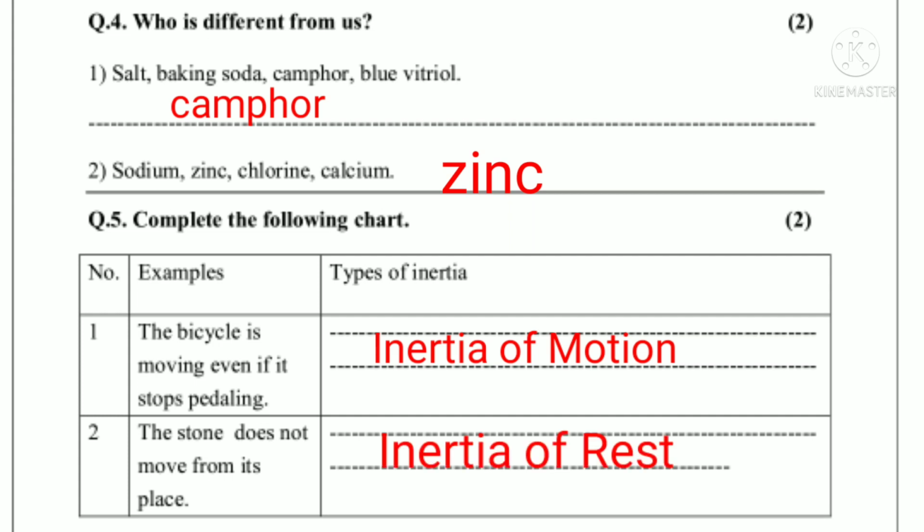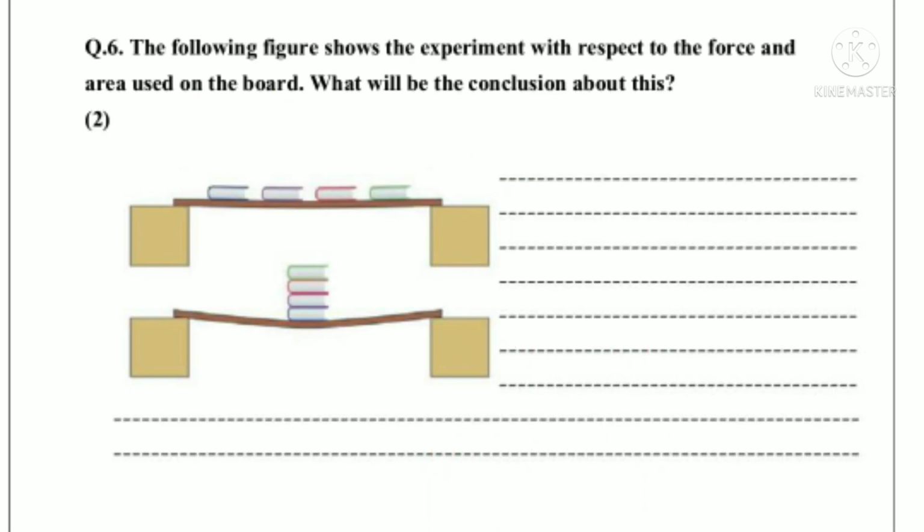So first one is the inertia of motion and second one is the inertia of rest. The following figure shows the experiment with respect to the force and area used on the board. What will be the conclusion about this?